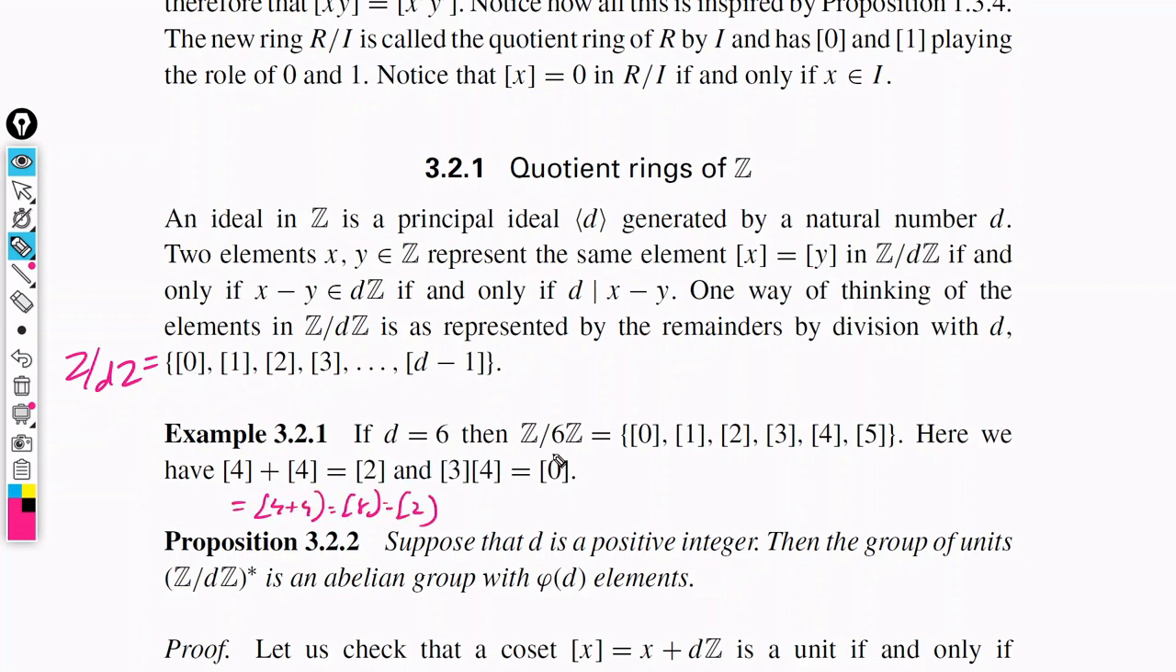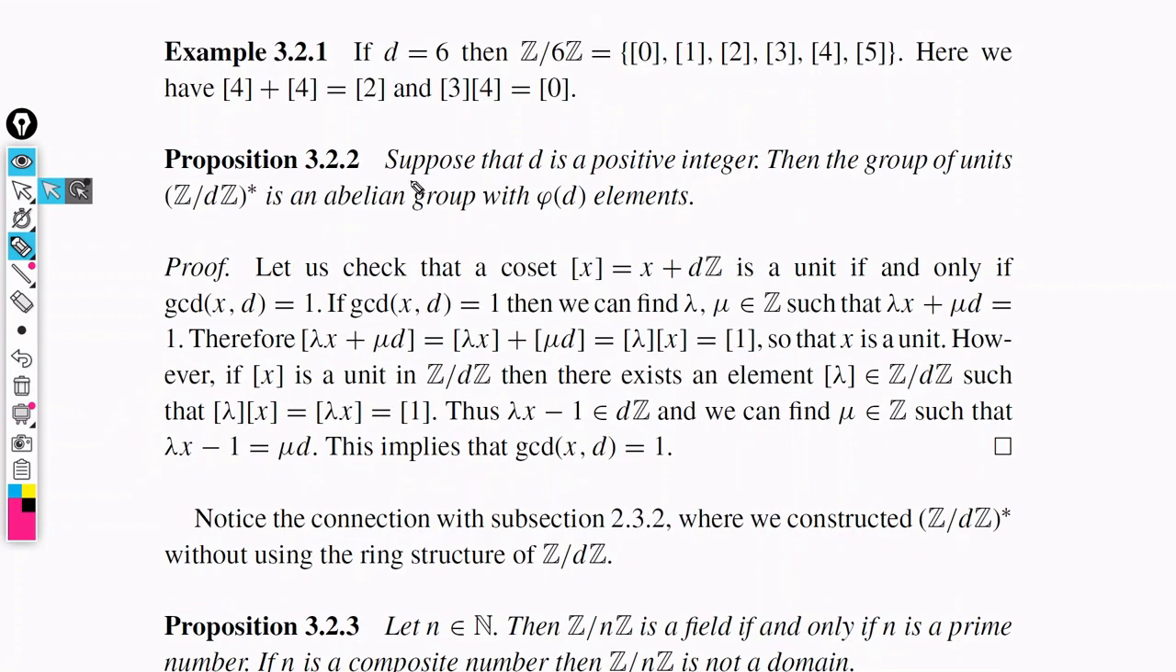Okay, for example, we consider Z by 6Z. We can identify the 6 elements in Z by 6Z using these cosets. And what about the sum of these two cosets? That is equal to coset 8 by definition, and 8 is equal to 2. And similarly, by definition, this is equal to coset 12, and 12 is a multiple of 6, so that is coset 0.